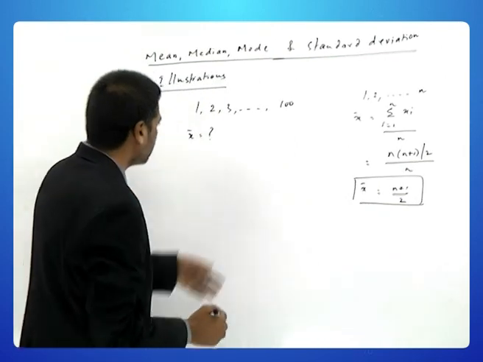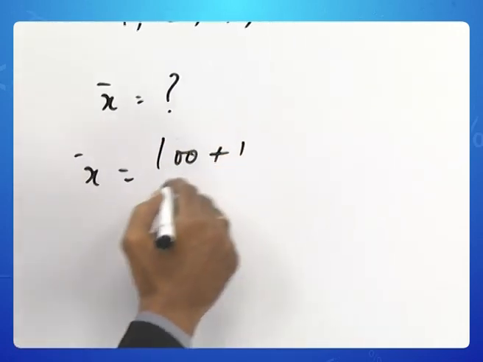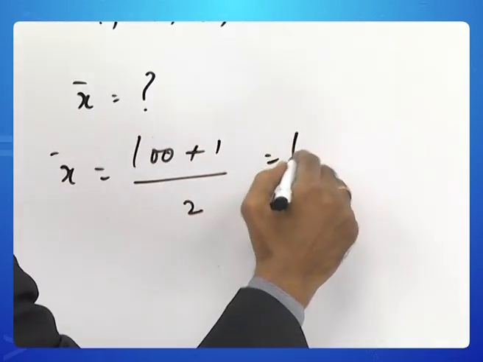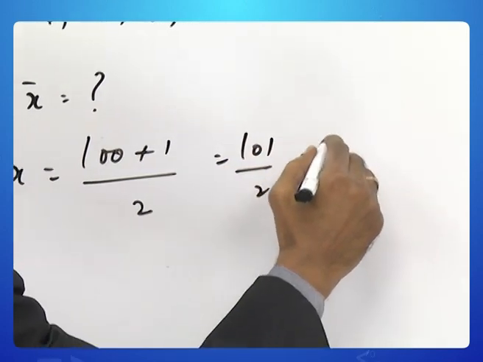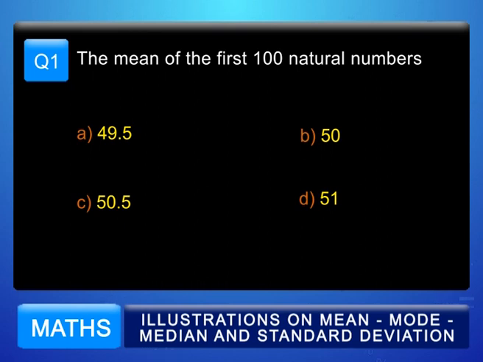In this case, n is 100. So, x bar is equal to 100 plus 1 by 2, which is 101 by 2, which is 50.5. So, the correct option for this problem is C.